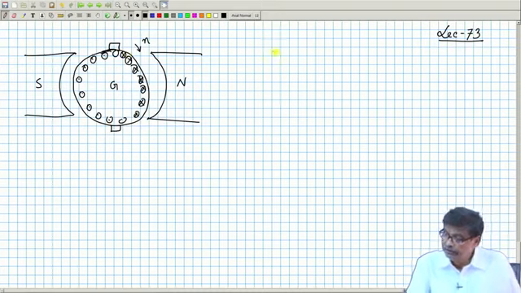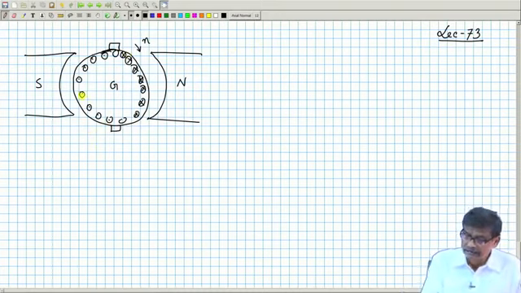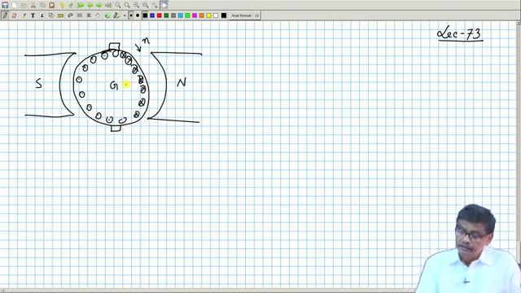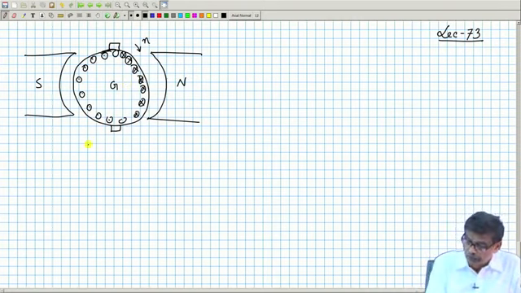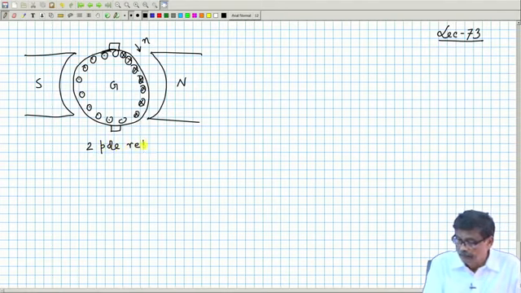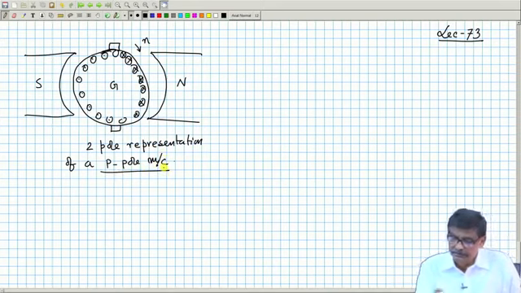Now, I told you in my last class that all angles here are electrical angles, because it is a two pole representation of a p-pole machine. I should just be careful about that.